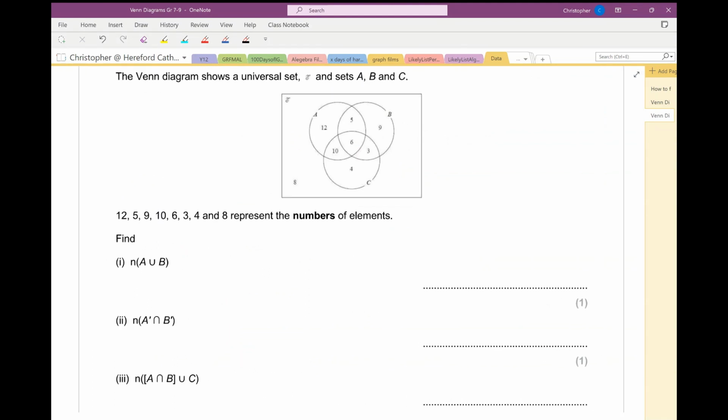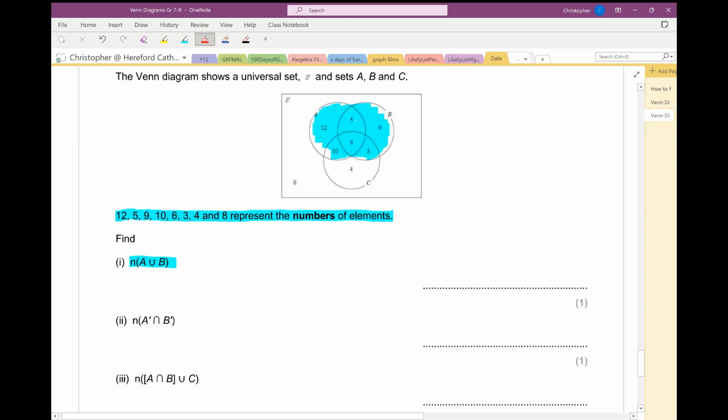Question 5. The Venn diagram shows a universal set and sets A, B, and C. Now, be careful. 12, 5, 9, 10, 6, 3, 4, and 8 represent the numbers of elements in each of those sections. Okay, so we're dealing with the numbers of elements. Find the number which are in A union B. Well, A union B is anything which is in A or in B. So it's all of those, isn't it? So I'm simply going to add up 12 and 10, 22, plus that 11 is 33, plus 12 is 45.